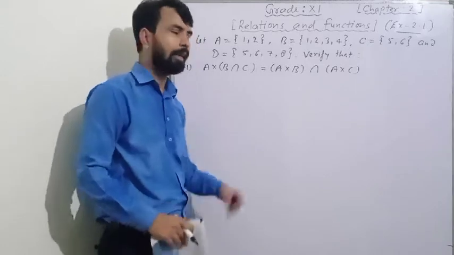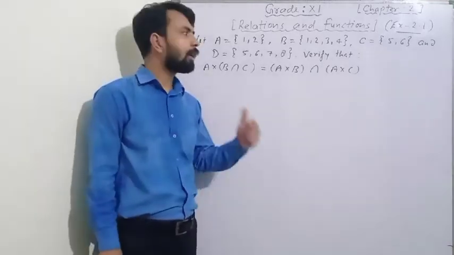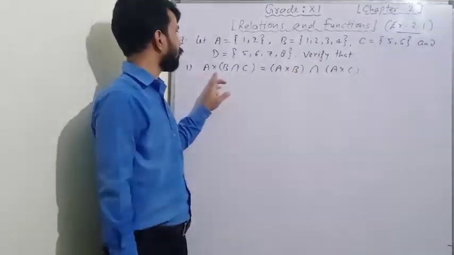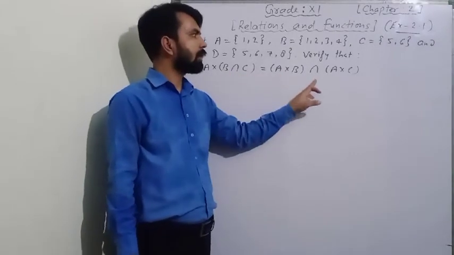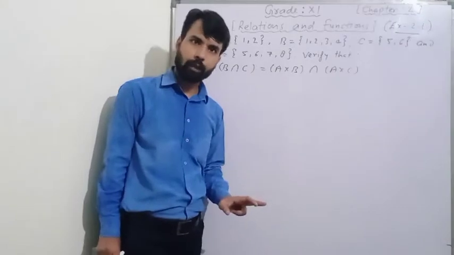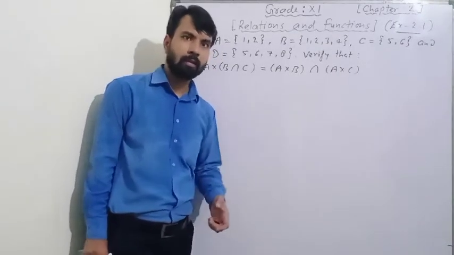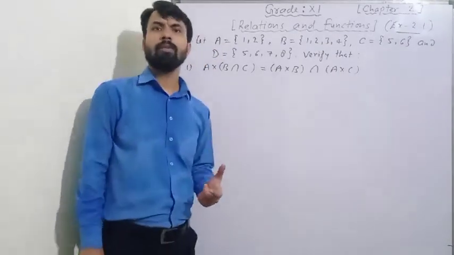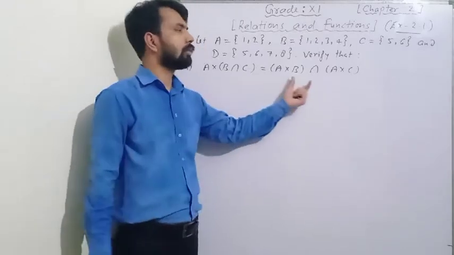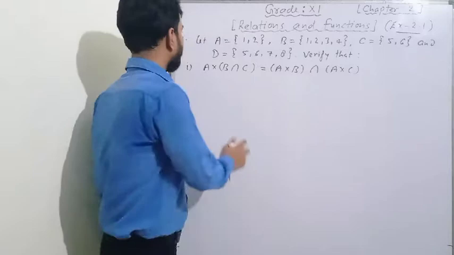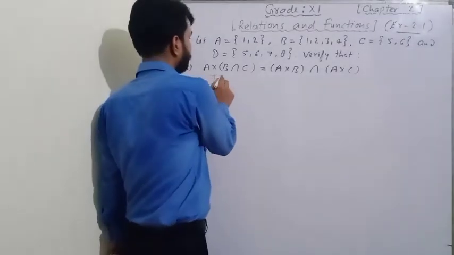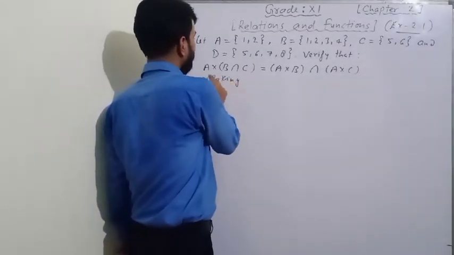First I am explaining the first part. In the first part we have to verify that A cross (B intersection C) equals (A cross B) intersection (A cross C). Clear? In the verification, we will have to prove left hand side is equal to right hand side. Am I right? Yes. So beta, taking left hand side first, I am solving the left hand side.